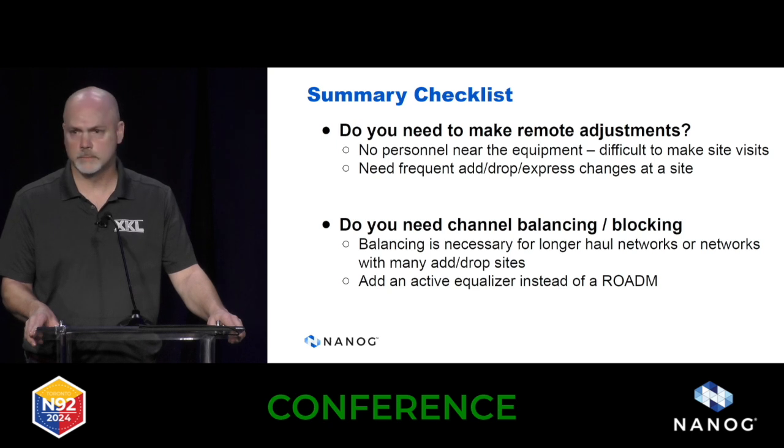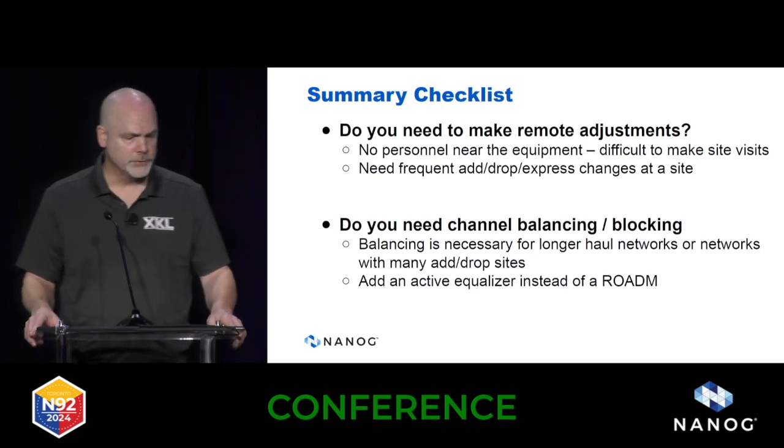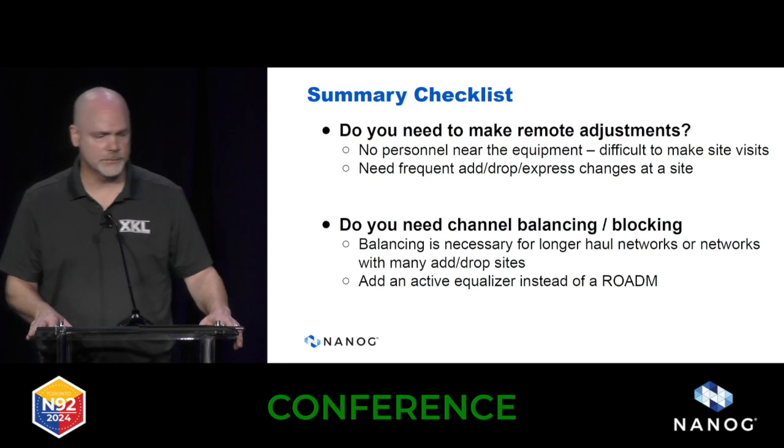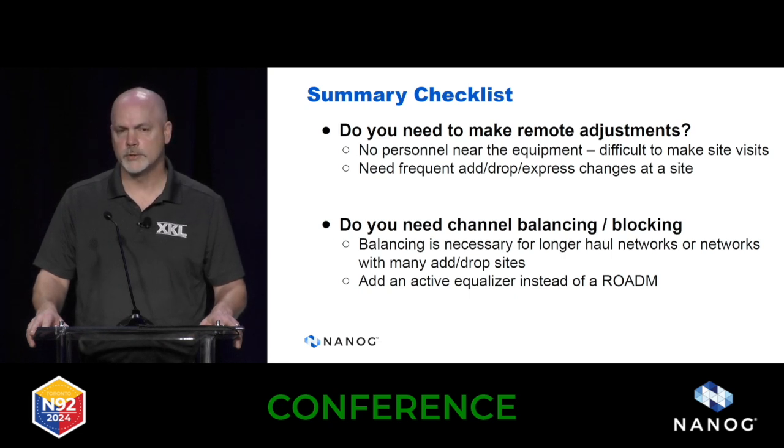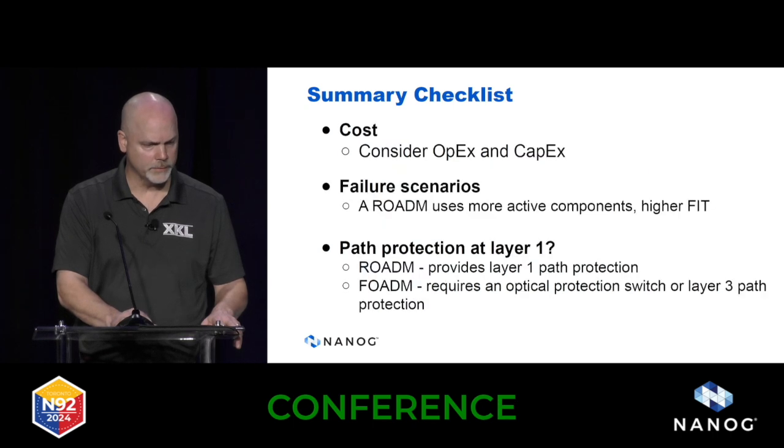So that's not something that's done by tier 2s and tier 3s particularly, but they like to have that ability. So, how frequent are those changes needed? Channel balancing, we understand that's important, right? So depending on how complex your network is, long-haul networks need channel balancing. You don't necessarily need a ROADM for that, but that's a component that can be made other ways. So you can use a one-channel WSS, for example, to do channel balancing. And if you have a lot of add drop sites, then you can have a lot of unbalanced power levels. And so the active equalizer can be built without the ROADM.